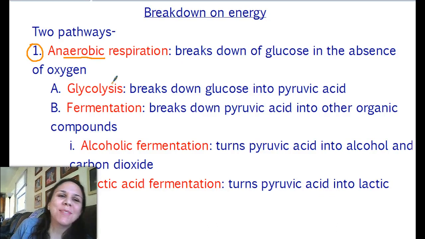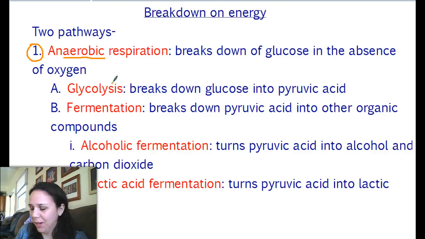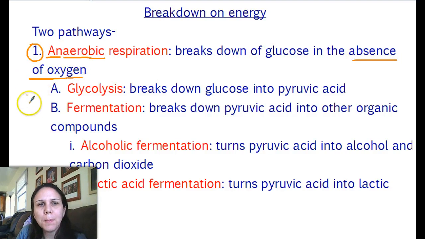Aerobics, which I need to do some of to wake me up, means that you're taking in oxygen. So anaerobic means without oxygen, in the absence of oxygen. There are a couple of different ways to do this. One way is through a process called glycolysis, which literally means glyco refers to glucose, lysis means to split. So it means to break down or split glucose into 2 molecules of what are called pyruvic acid.